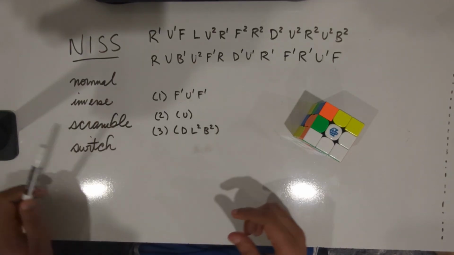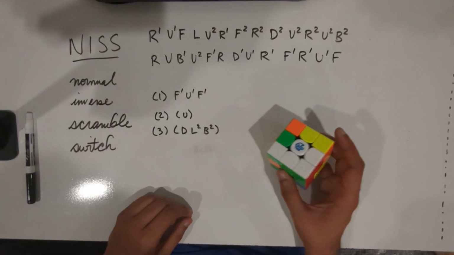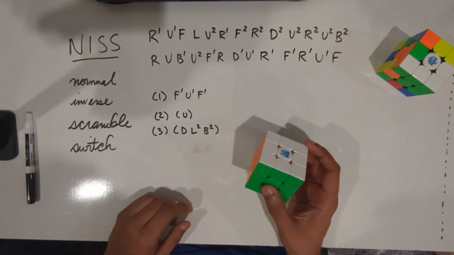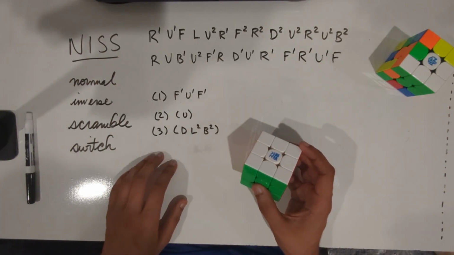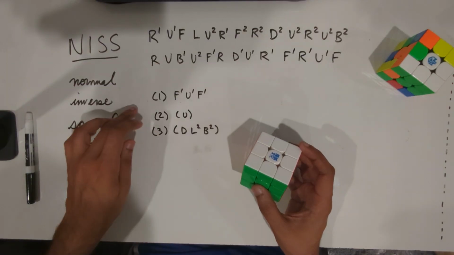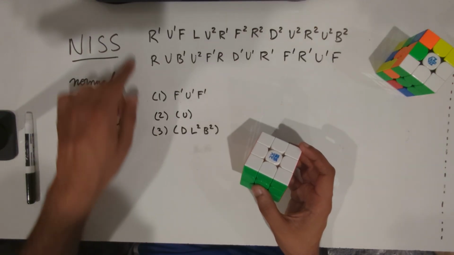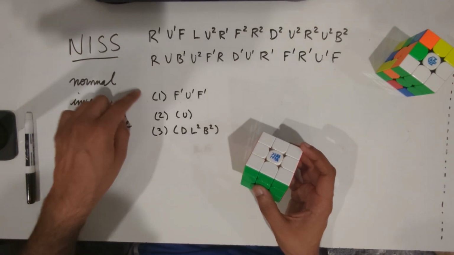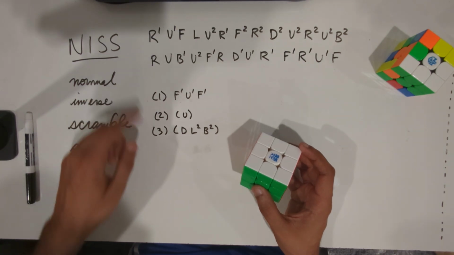DL2 B2, all right? Now, in order to NISS, we're going to take another solved cube, and we're going to first invert this sequence, sequence 3, then we're going to invert sequence 2. Then we'll do the normal scramble, and then we'll do the moves that we've done. So let's give that a try.